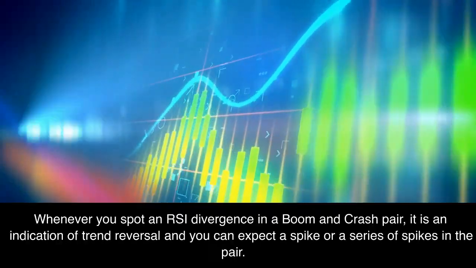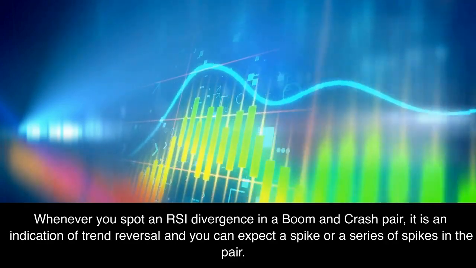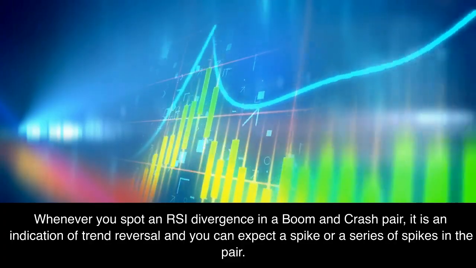Whenever you spot an RSI divergence in a boom and crash pair, it is an indication of trend reversal and you can expect a spike or a series of spikes in the pair.